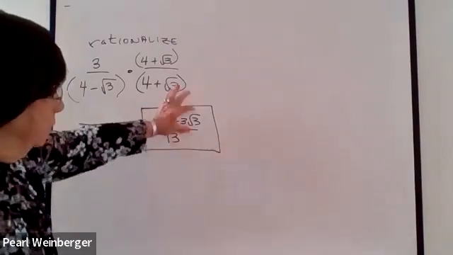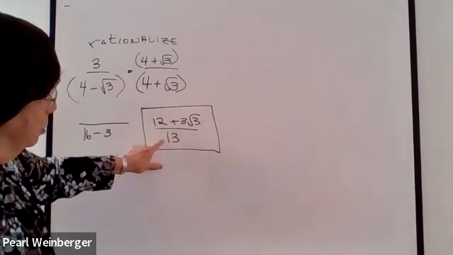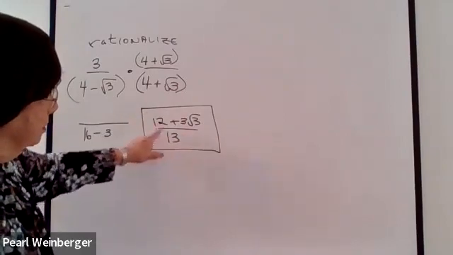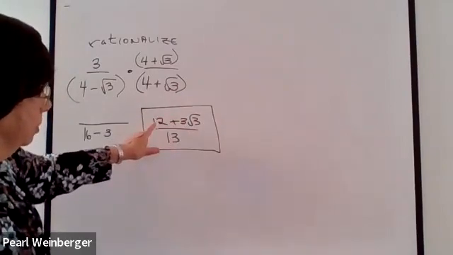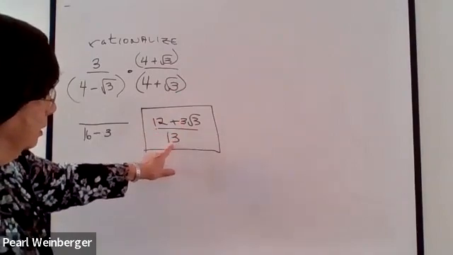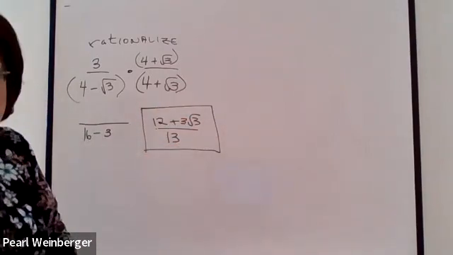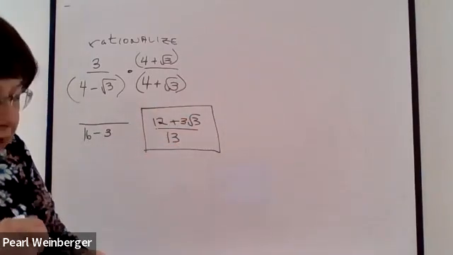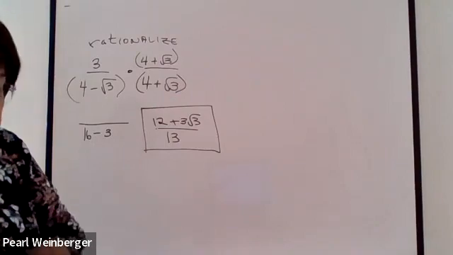You can't simplify this anymore because you could only divide it if you had something that went into all the numbers here, 12, 3, and 13. Nothing goes into all 3. There are 3 numbers there. You'd have to have something that goes into all 3 numbers.